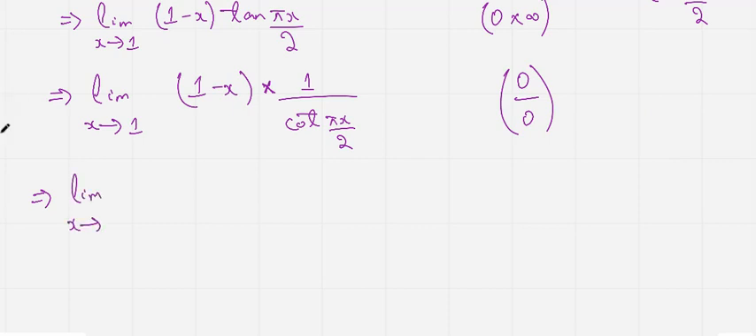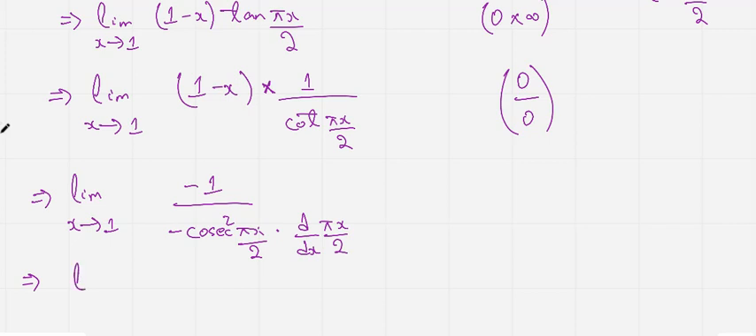So I simply write my limit. The derivative of 1 is 0, and the derivative of x is 1, so the numerator gives me minus 1. The derivative of cot is negative cosec square of this angle, and then of course I'm going to apply the chain rule on this angle because it is not simply x. So I get pi by 2 times cosec square of pi x by 2, and this negative will get cancelled. So I'm getting 1 upon pi by 2 cosec square pi x by 2.